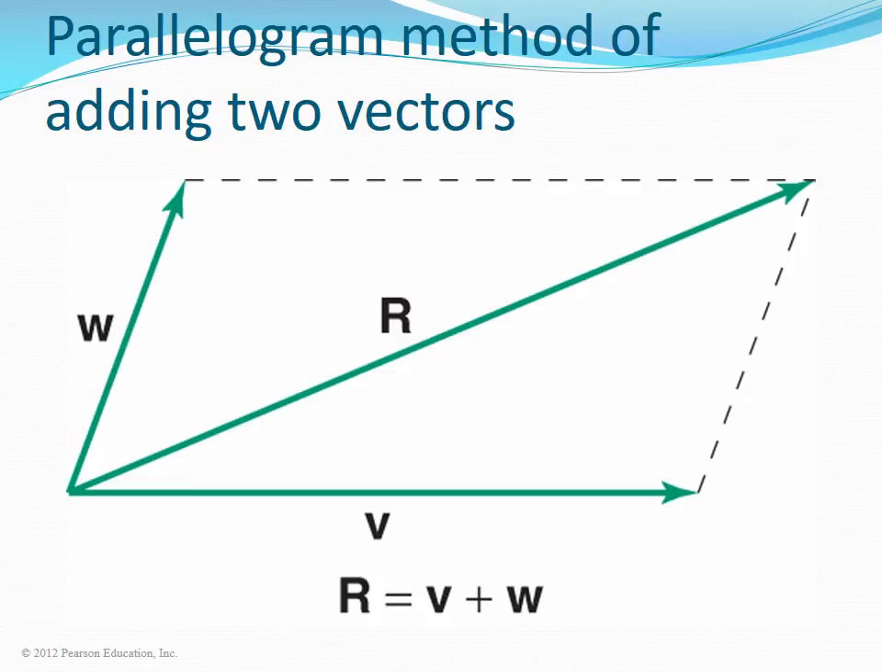In the parallelogram method of vector addition, the sum is obtained by constructing the parallelogram using the two vectors as adjacent sides and then constructing the opposite sides parallel as shown in the figure. The diagonal of the parallelogram is the resultant, or sum of the two vectors.